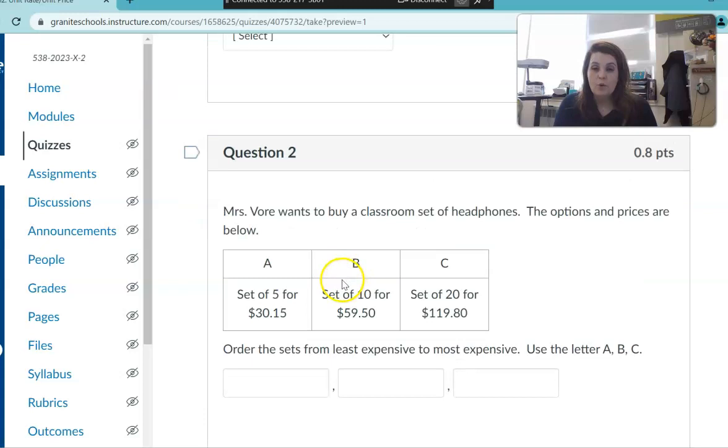Number 2, Miss Bohr wants to buy a classroom set of headphones. This is actually true. I just did a DonorsChoose to get you guys nicer headphones, a class set of headphones.